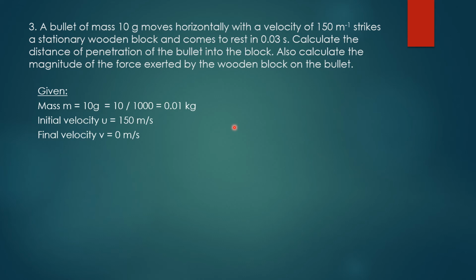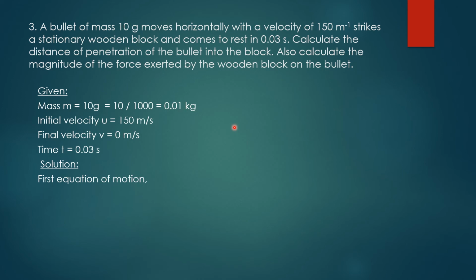So why is it 0? It's because the bullet penetrates deep inside the block and comes to rest here. The time for the bullet to strike the block is 0.03 second. Let's see the solution.